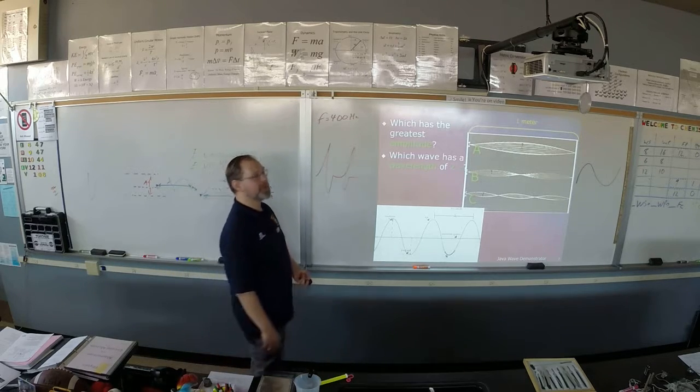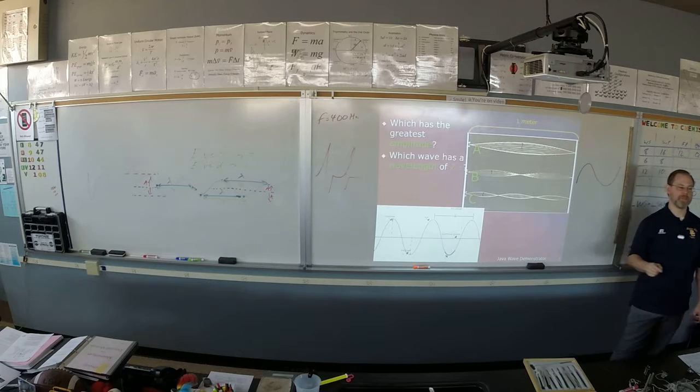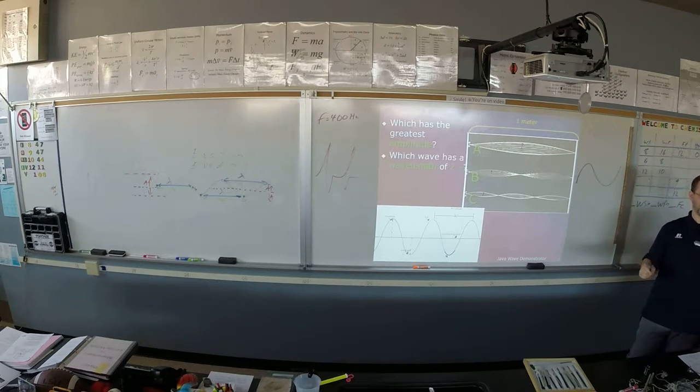Which one has a wavelength of 2 meters? If the distance between the anchor points are 1 meter, which one has a wavelength of 2 meters? I'm going for the wild card, C. It's not C. Okay. Oh, it would be. Wait.